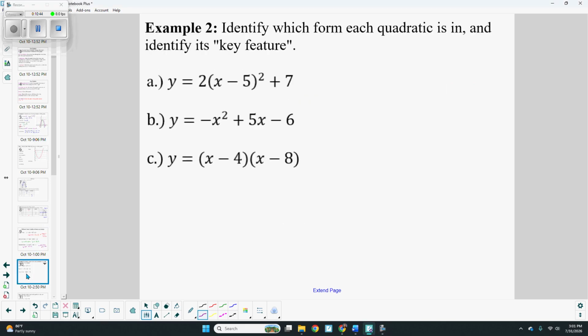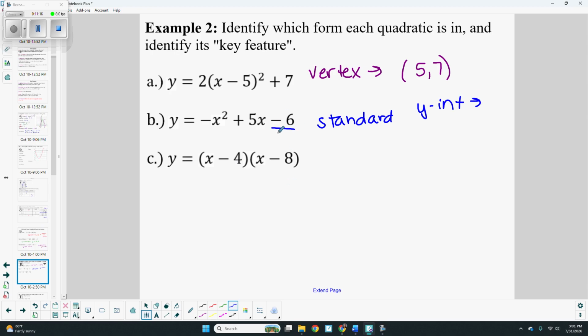So if we look at example 2, we're going to identify which form each quadratic is in and identify its key feature. So this first one is in vertex form because it has one set of parentheses being squared. So the vertex form gives us the vertex, which in this case would be opposite of -5, +5, comma 7. This is standard form, and standard form will give us the y-intercept. So the y-intercept is just whatever this last number is. So it's going to be 0, comma, -6.